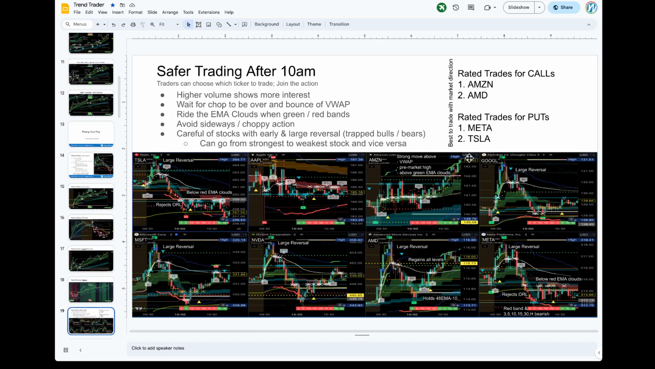But then, I'm not going to go through the details here, but you'll see on every one of these, I have some notes as to what's the good and the bad and the ugly. And based on that, if you want to play calls, then I rated Amazon the best, AMD second best. If you want to play puts, then Meta's rated best, and then Tesla second. And you'll see all of the logic here.